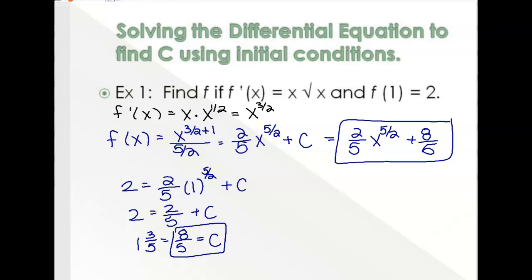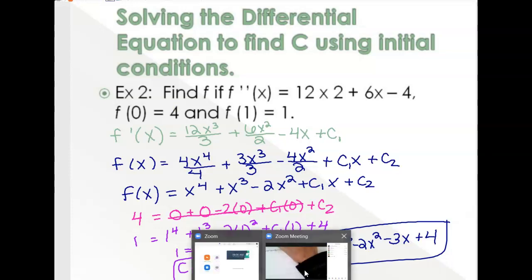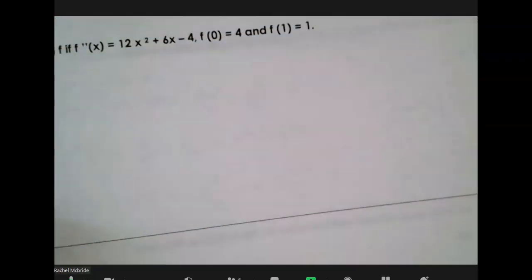So let's do one more where we have an initial condition and a function sort of in general. Now this time we have an initial condition for f, and our given is not f prime, but f double prime. So what that means is I actually have to go about finding my antiderivative twice.